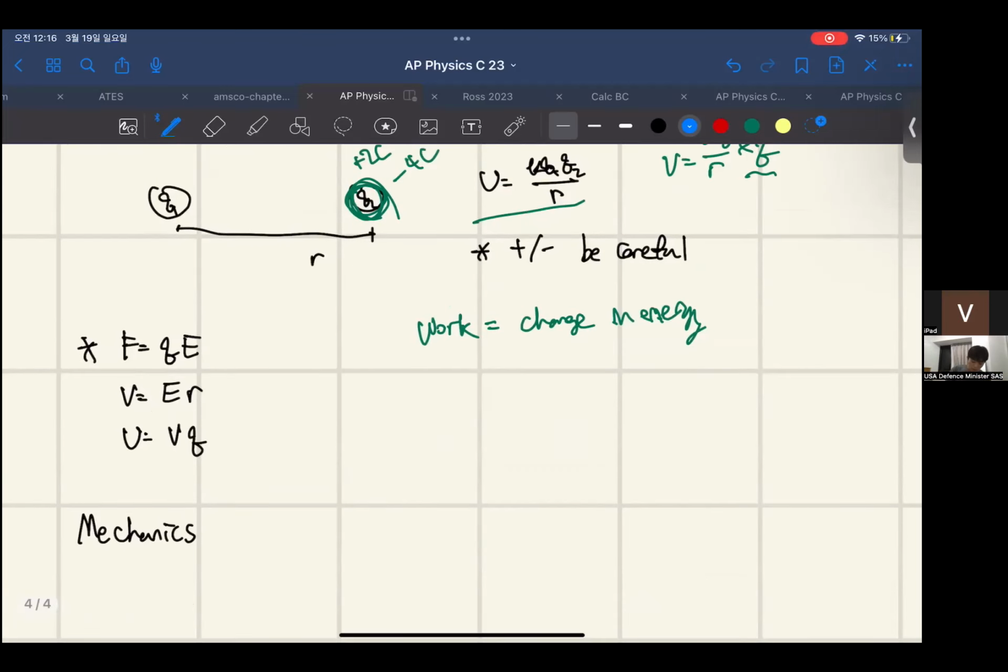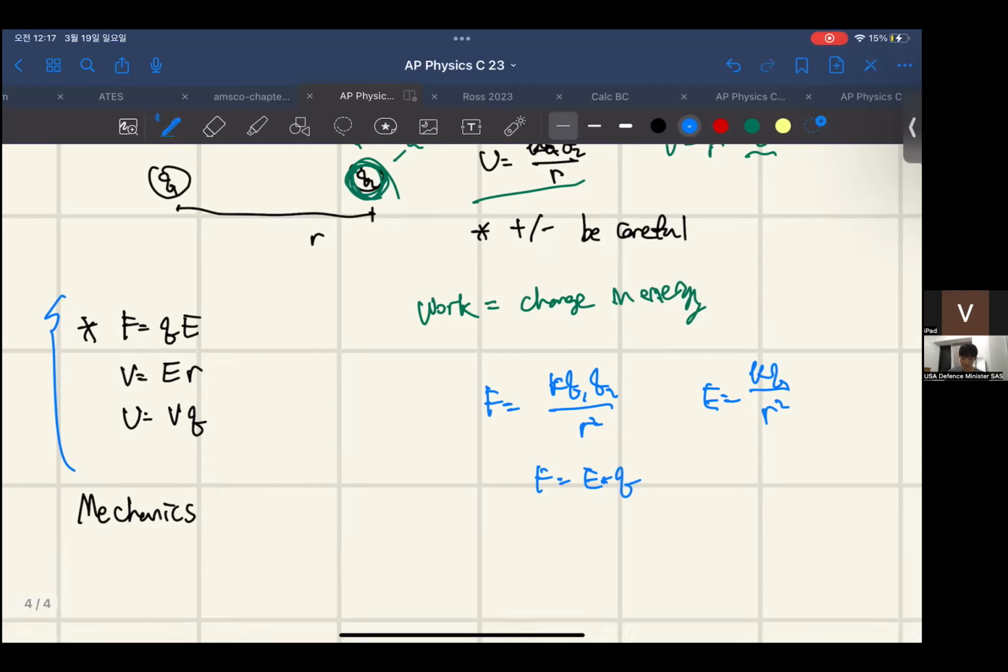Finally, these are some formulas that can help your mind processing. If you look at the formula for F, it was kq1 q2 over r squared. E was kq1 over r squared. Thus, obviously, you can make the formula F equals E times Q, because if you multiply one more Q to E, then that becomes F.